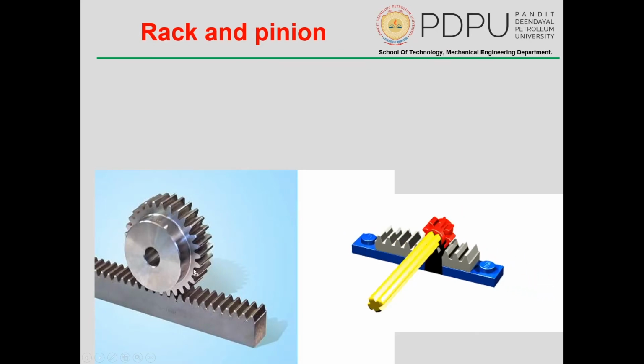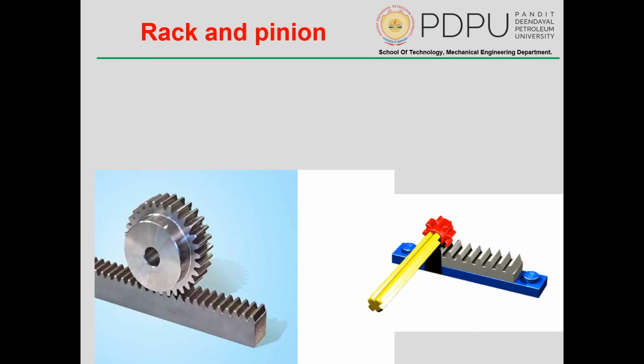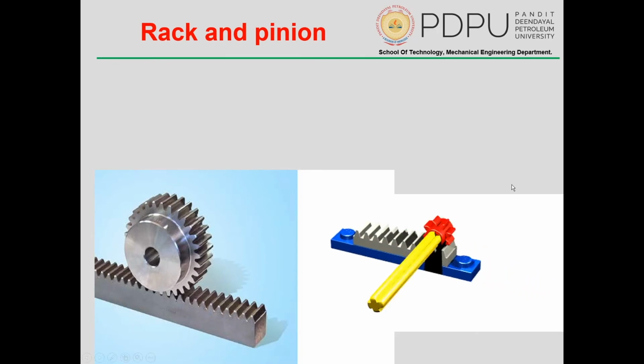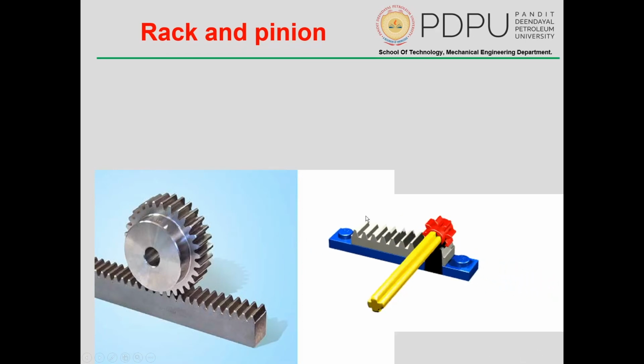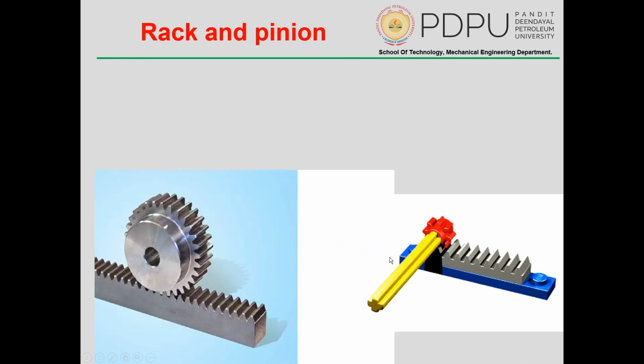Another is rack and pinion. Here you can see it may not look like a typical gear, but if you observe, this is one of the arrangements used in your driving wheel. In the driving wheel, the rotation of the wheels is done with the help of this kind of arrangement.